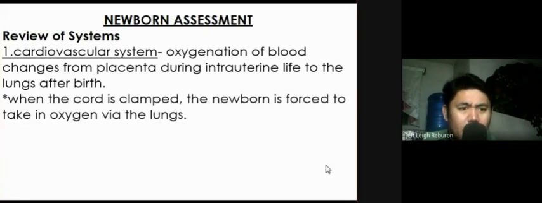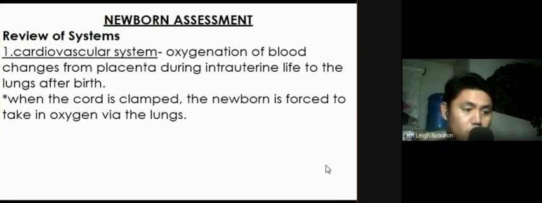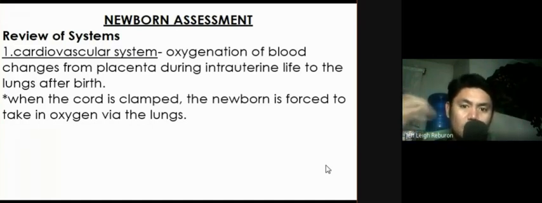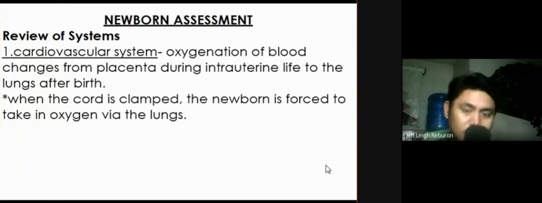Next, always remember that when the cord is clamped, the newborn is forced to take in the oxygen via the lungs. Once in-clamp yung umbilical cord, mapipilitan ngayon si newborn na gamitin na yung kanyang lungs. So when the cord is clamped, remember that, the newborn is forced to take in oxygen using his or her own lungs.